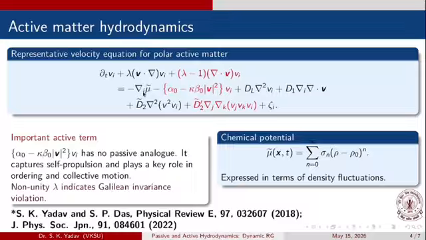Now active matter hydrodynamics. This is the velocity field equation for the active matter hydrodynamics. The terms colored in red are the terms which appear due to the self-propelled nature of the particles. Here the parameter lambda is non-unity, which indicates that Galilean invariance is broken. Chemical potential mu is expressed in terms of density fluctuation. These equations are derived in these references from the microscopic Langevin equations.